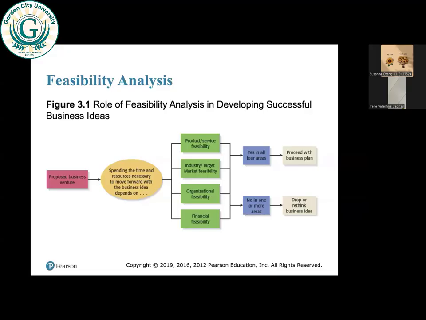If you get yes in all 4 areas, that means the product feasibility says yes, industry market and financial feasibility say yes. When you have yes in all these 4 areas, you make a plan before you start. Or the other side would be that it could be no in one or more of these areas. When one of these green areas is saying, please, no, wait, let's think about it, it means you must drop or rethink the idea to see if it's still viable. You must go back and start the whole journey all over again.